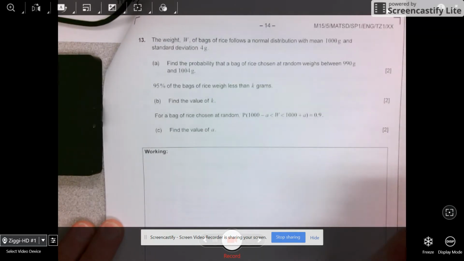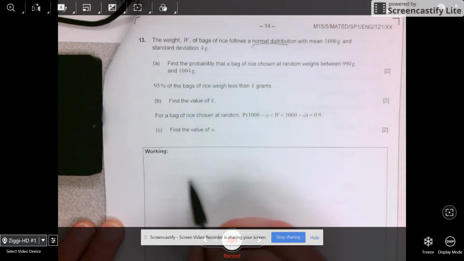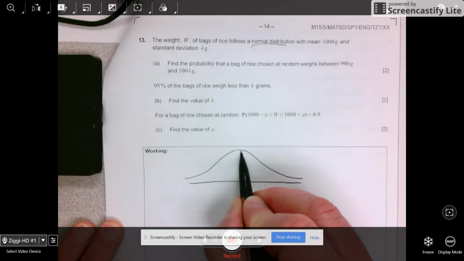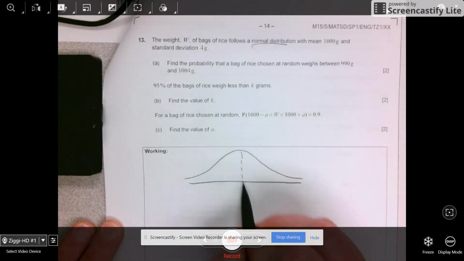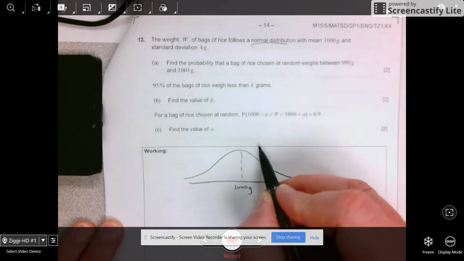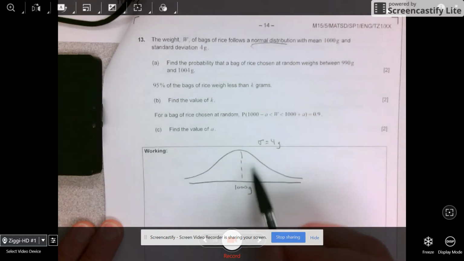I'll talk about a few things that don't go along with this problem, but every time you see a normal distribution, you want to make the normal curve, or if they give you one, mark it on there. And remember that the mean is 1,000. The mean goes right here, and the standard deviation is 4. I label those on the picture before I even look at the rest of the problem.